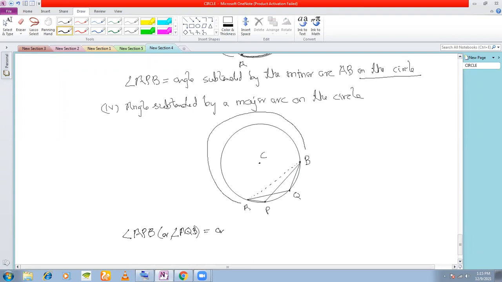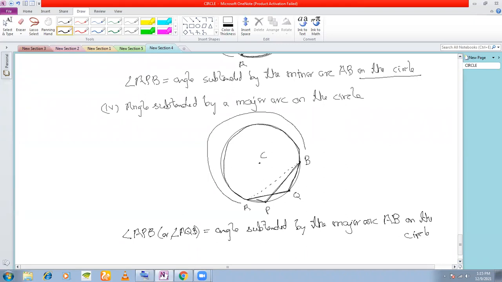is the angle subtended by the major arc AB on the circle. Remember, this is the major arc, right? This is the major arc. This major arc subtends this angle. Understood?